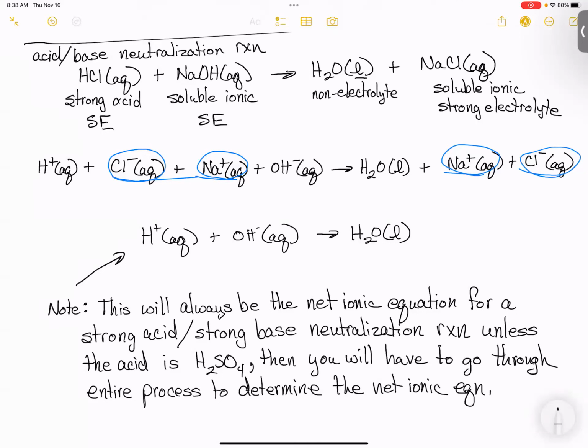That is because if you react sulfuric acid with calcium, strontium, or barium, you make a solid. So that changes everything.